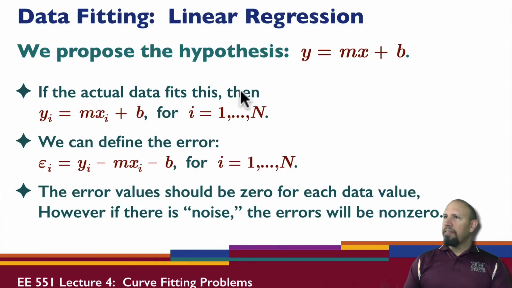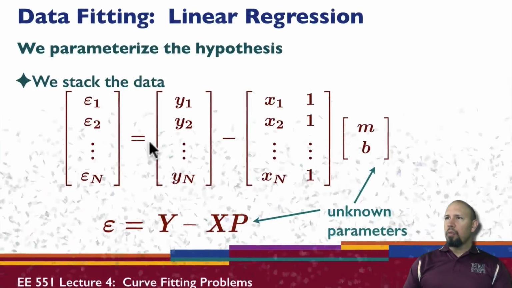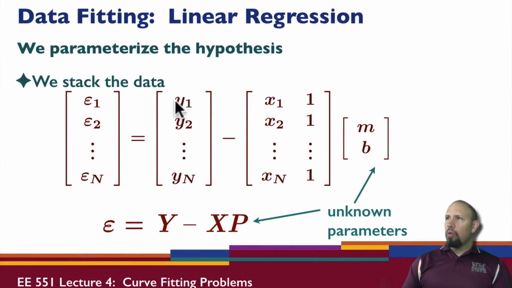Now, if the actual data fits this, then for each value y and each value x, they should satisfy the relationship for the line. And we can then define the error, which is the difference between this and this. The error value should be 0 for each data value if it fits exactly. However, if there's noise or inaccuracies, the errors will be non-zero. So we can parameterize the hypothesis this way. The error is equal to the y values minus this row times this column, which is mx1 plus b.